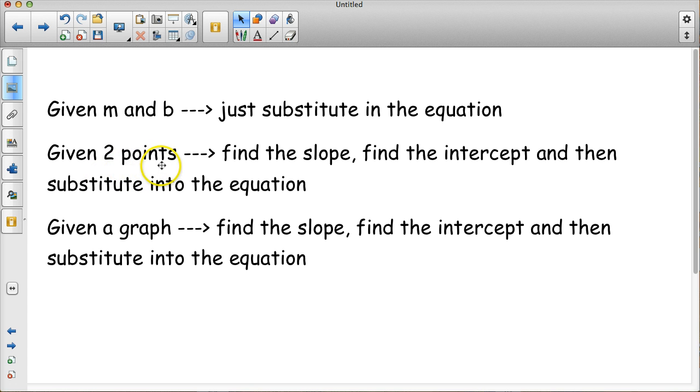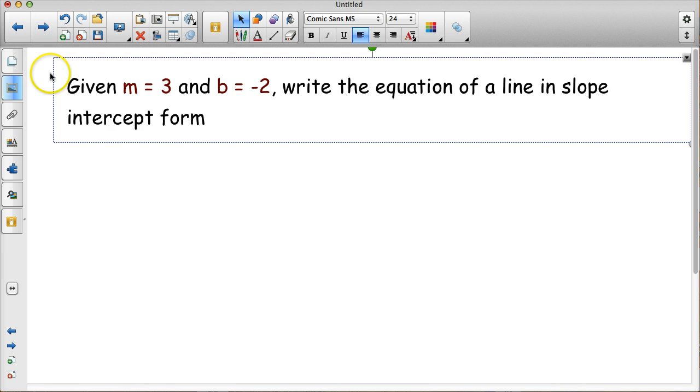If I'm given 2 points, then I need to use those 2 points to find the slope, and then find the y-intercept, and finally substitute it into my equation, my formula. If I'm given a graph, then I need to find the slope, find the y-intercept, and simply substitute it into my formula. So let's do a few examples.